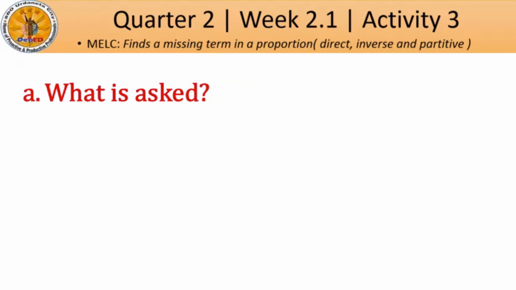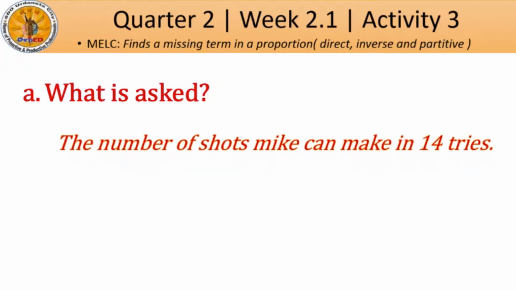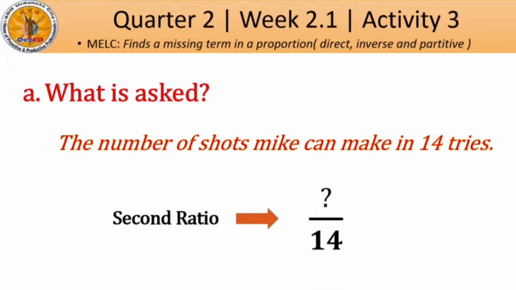What is being asked in our problem? The number of shots Mike can make in 14 tries. So we are looking for the number of shots. From this, we can set our second ratio. Our second ratio, with the missing term, is n:14.